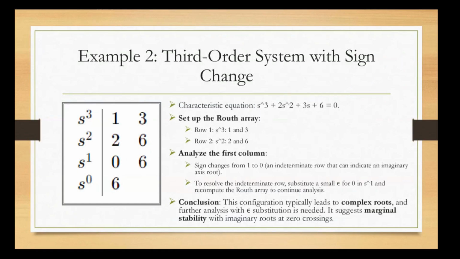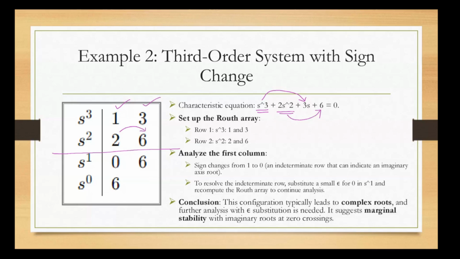We have the characteristic equation s cube plus 2s square plus 3s plus 6. So we'll start the first 2 rows as s cube and s square. s cube is the highest element here, so the coefficient of that is 1 and the alternating term is 3. The coefficient of s square is 2 and the alternating term is 6. We are filling the first 2 rows of the Routh-Hurwitz table.